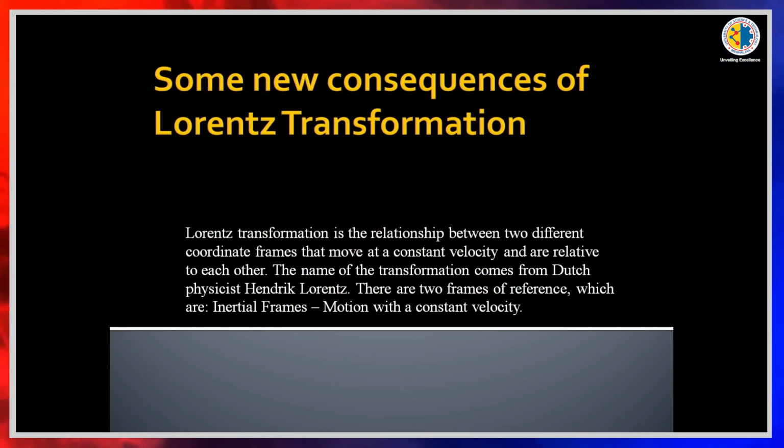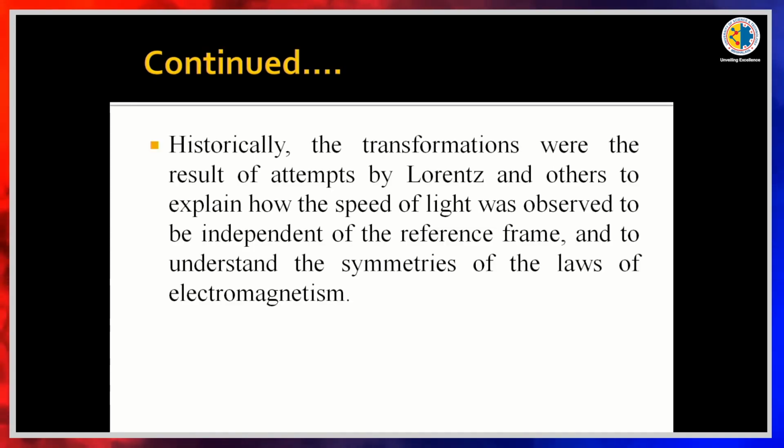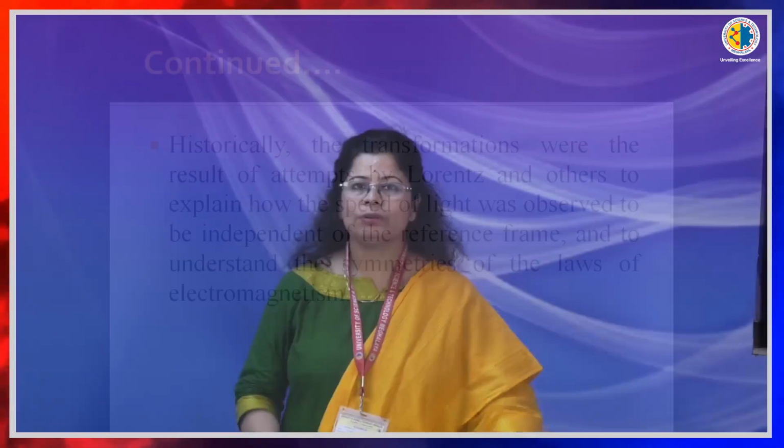So, first I am going to explain about Lorentz transformation. Lorentz transformation is the relationship between two different coordinate frames that move at a constant velocity relative to each other. The name of the transformation comes from Dutch physicist Hendrik Lorentz. There are two frames of reference: one is an inertial frame, moving with a constant velocity, and the other frame is at rest. So, as we discussed in our previous classes, we always consider two frames of reference.